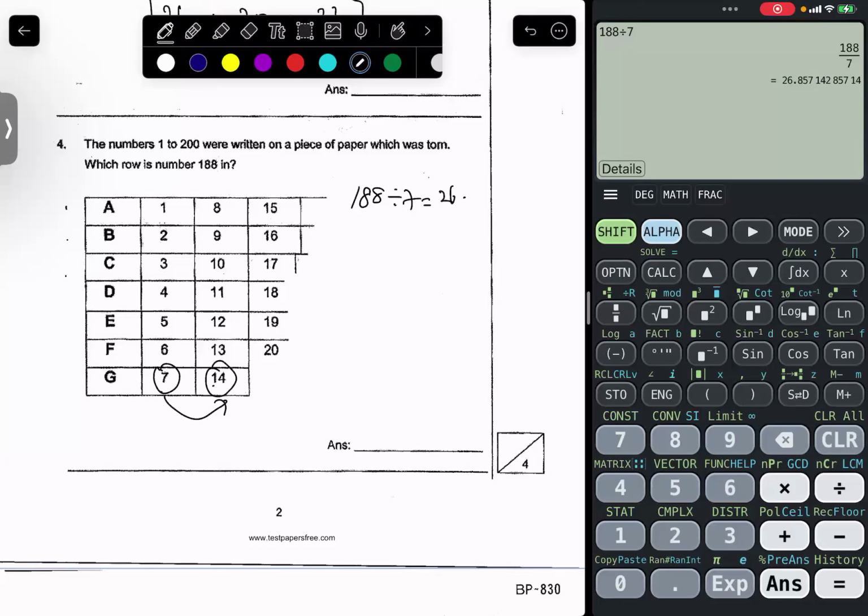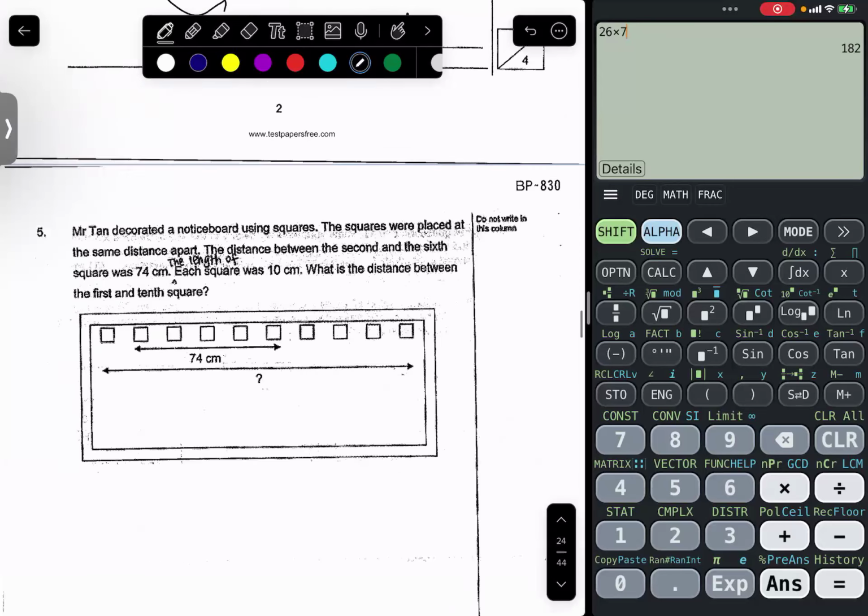You get 26 point something, or .857. But it's fine, you can just take 26 times 7. So 26 times 7 equals 182. That means the closest multiple, as you proceed on, 182 will appear in G. Then 183, 184, 185, 186, 187, 188. So 188 will be appearing in row F.